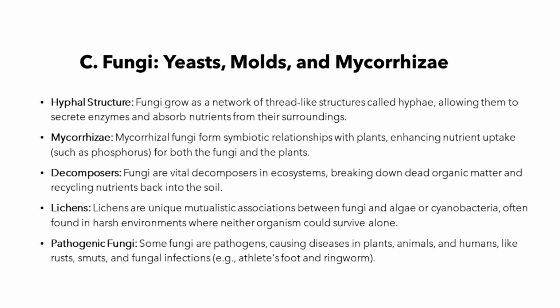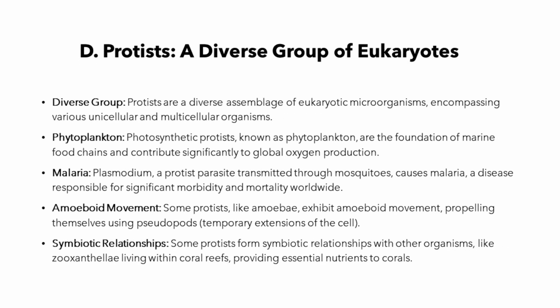Lichens. Lichens are a unique mutualistic association between fungi and algae or cyanobacteria, often found in harsh environments where neither organism could survive alone. Pathogenic fungi. Some fungi are pathogens, causing disease in plants, animals, and humans, like rusts, smuts, and fungal infections, athlete's foot, and ringworm. Protists, a diverse group of eukaryotes.